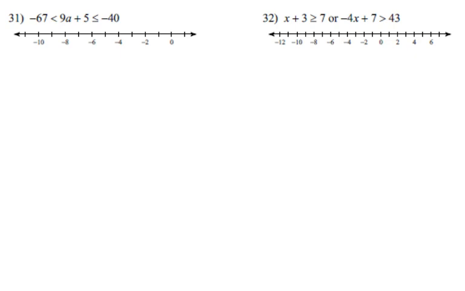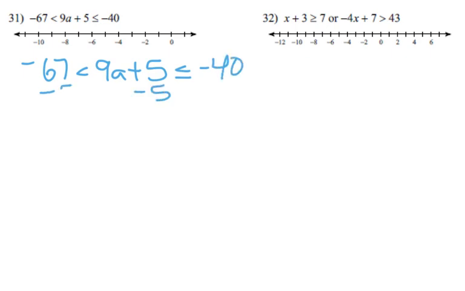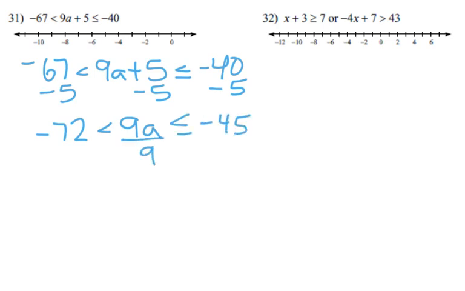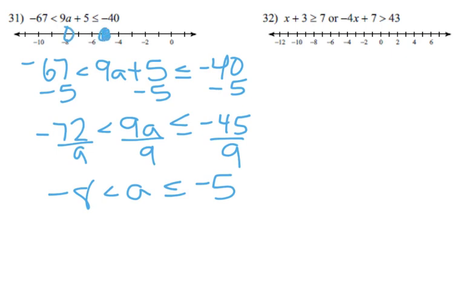Alright, now the last two in this video. So negative 67 is less than 9a plus 5 is less than or equal to negative 40. Subtract 5 from everything, and we get negative 72 is less than 9a is less than or equal to negative 45. Divide by 9, and we get negative 8 is less than a is less than or equal to negative 5. So hollow circle at negative 8, filled in circle at negative 5. A is greater than 8 but less than 5, shade in between.